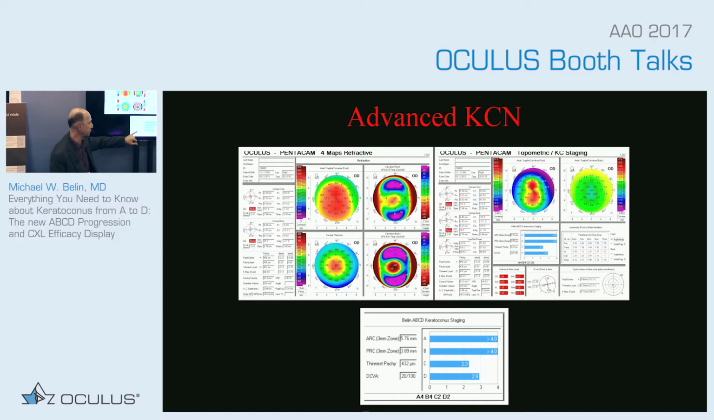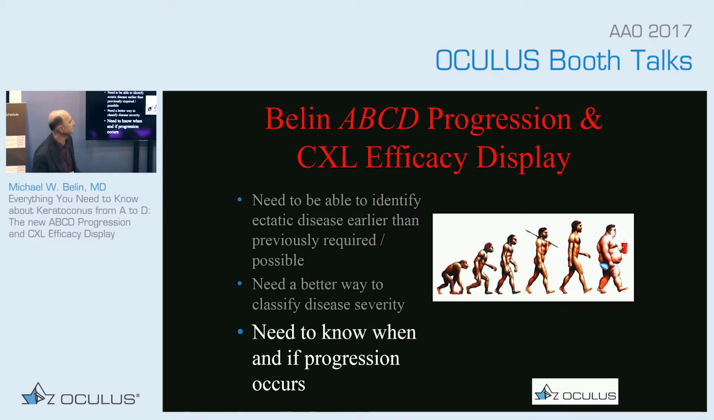So again, the actual parameters, the classification, and then exactly where you would fall graphically. So, okay. That was really stage one of what we were doing, but the real goal was to try to come up with a way to determine when and if true progression occurs.